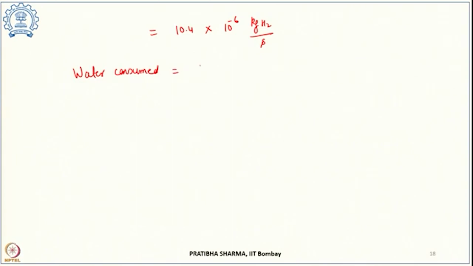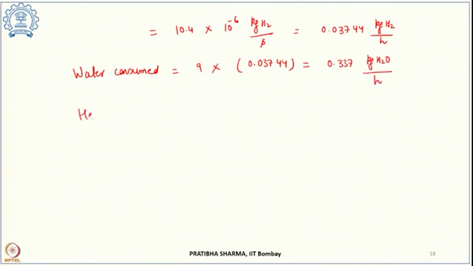So the water consumed in the process is 9 times that of hydrogen, and that is equal to 0.03744 when expressed in terms of per hour. So, the same quantity we can use here, 0.03744, this is the kg of hydrogen being produced per hour, that gives a value of 0.337 kg of water being consumed in the process per hour.